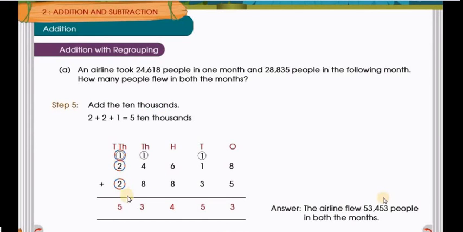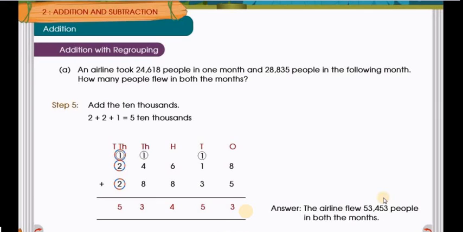See, now we have to add the 10,000s. 2 plus 2 plus 1 is how much? 5. 2 plus 2 plus 1 is 5 ten-thousands. So here an airline flew 53,453 people in both the months. See here, 53,453. The answer is this one.